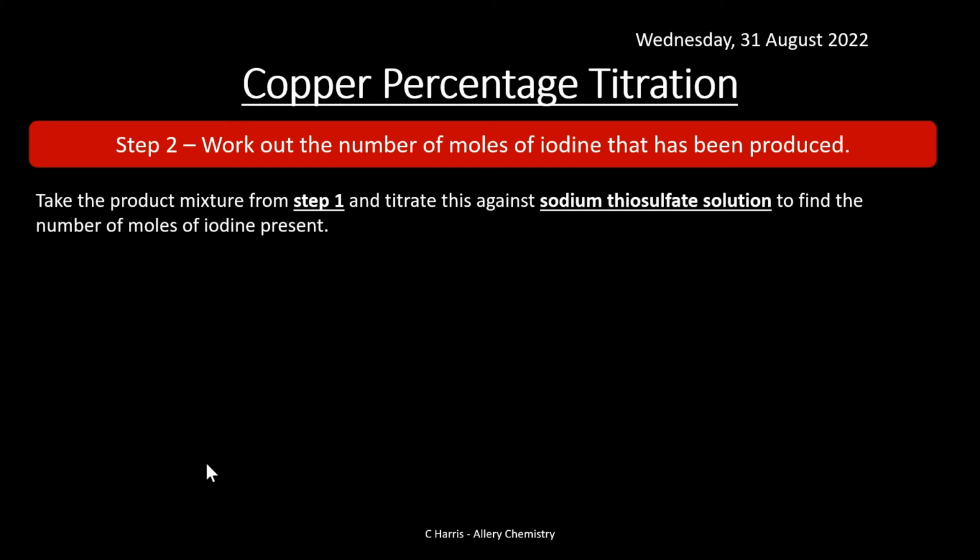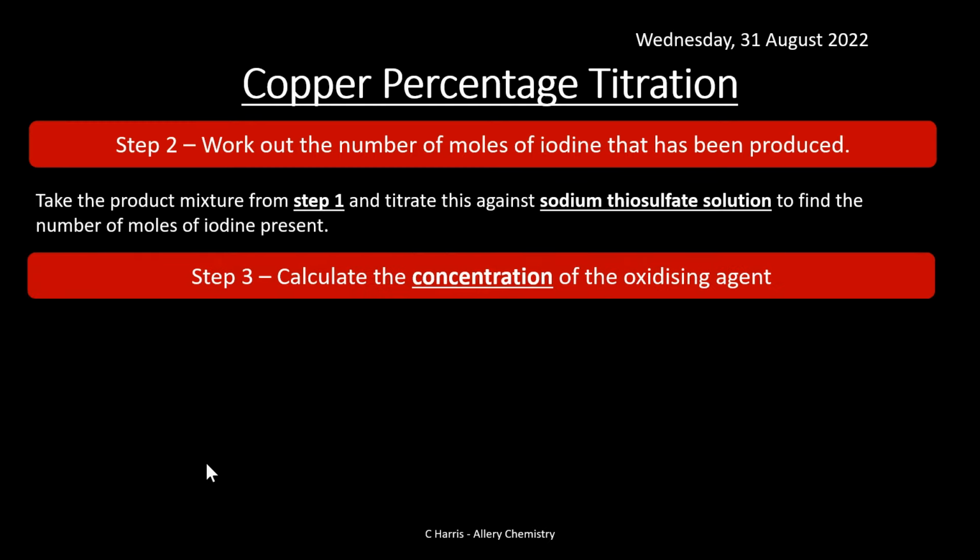So remember, the amount of iodine is heavily dependent on the amount of copper that we had initially. Because remember, the iodine was only formed through the oxidation of iodide ions, which in themselves reacted with the copper ions. Okay, I hope you're following this so far. So there's quite a few steps here.